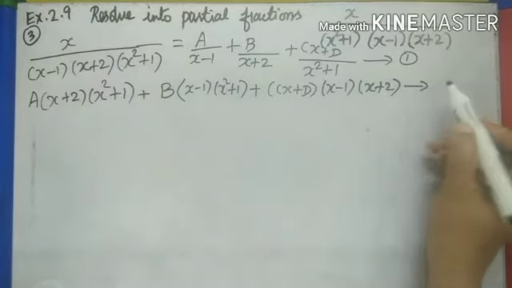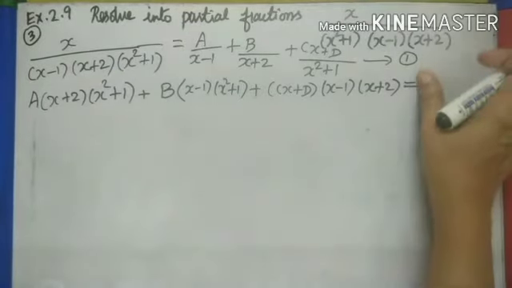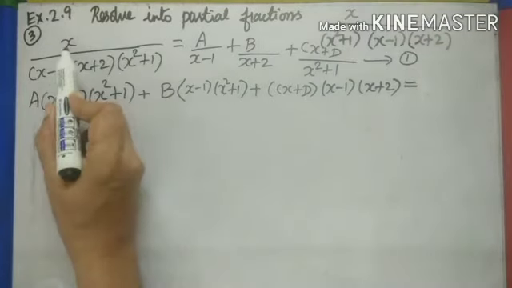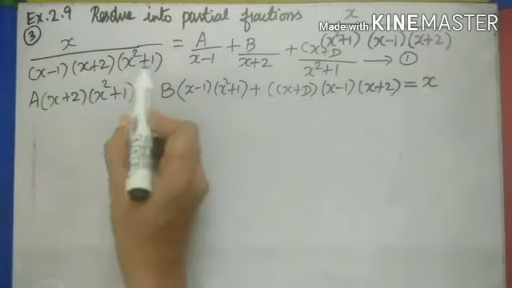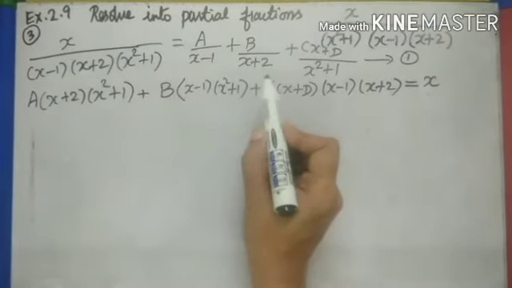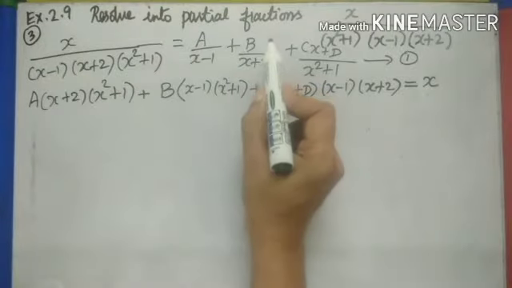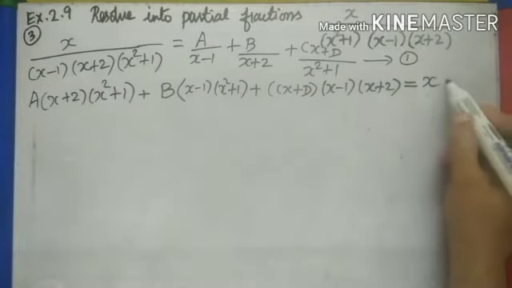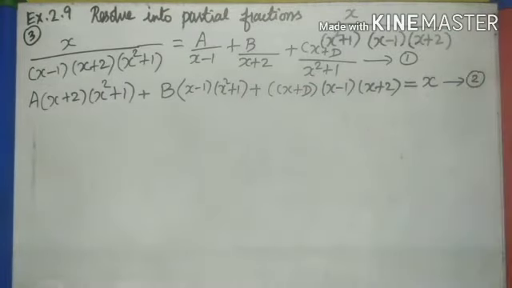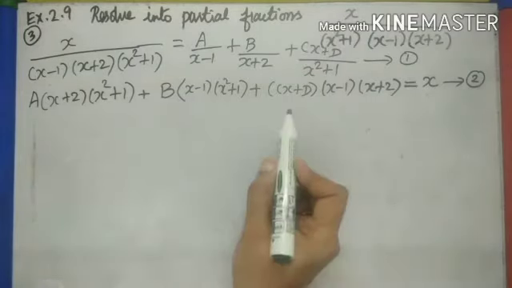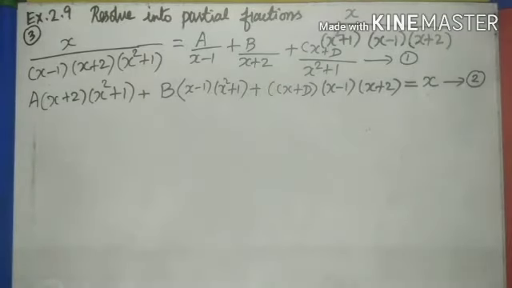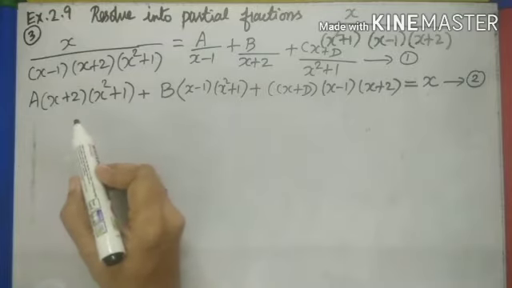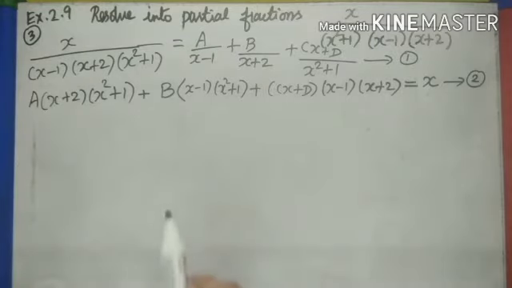So, call this as number 2 and this is equal to, what is the LHS? The numerator is x. LCM denominator and this denominator the same. The numerator and numerator we are comparing. Call this as 2. Now, we need to find what is A, B, C and D. As before, let us make the bracket 0.